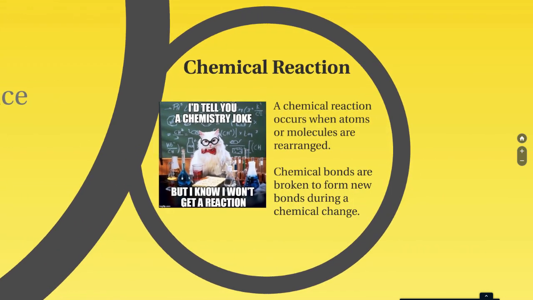Those bonds can form during a chemical reaction. So remember, when a chemical reaction happens, our chemical bonds are broken and reformed to make new substances. So during a chemical reaction, we can take substances and break those bonds, rearrange them, and get something completely new.